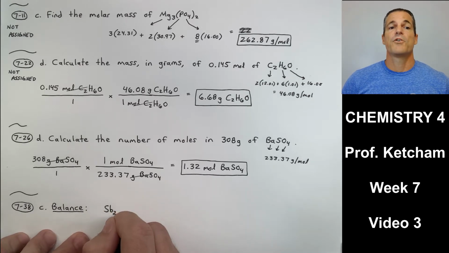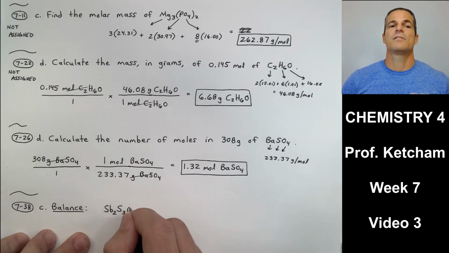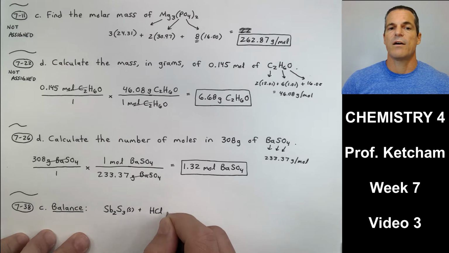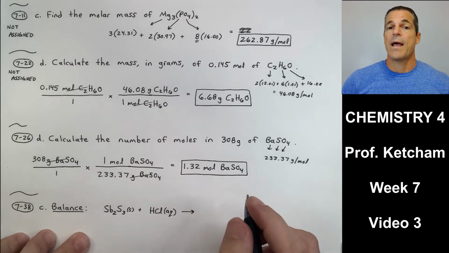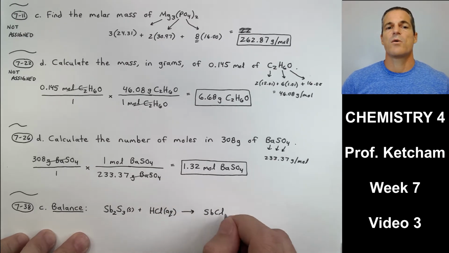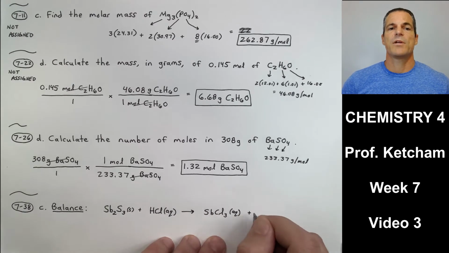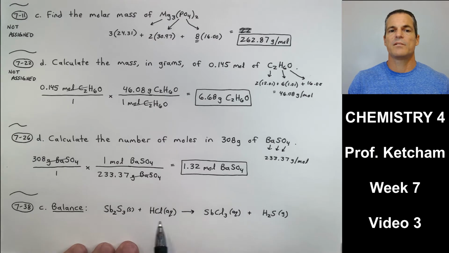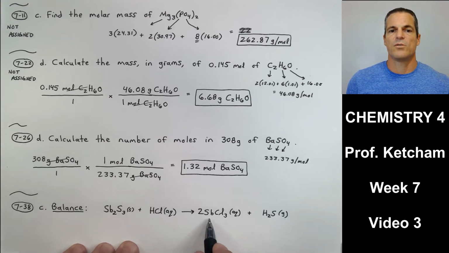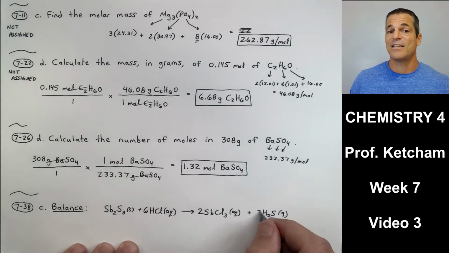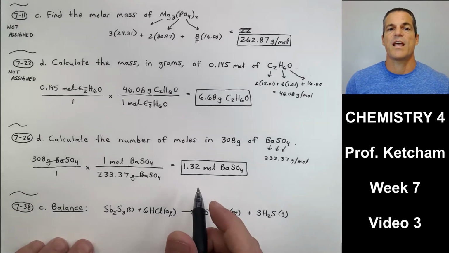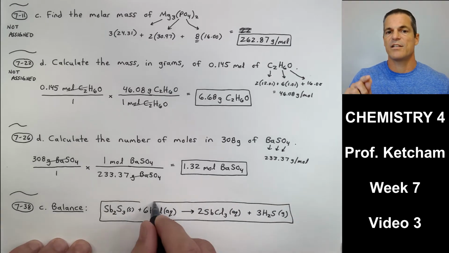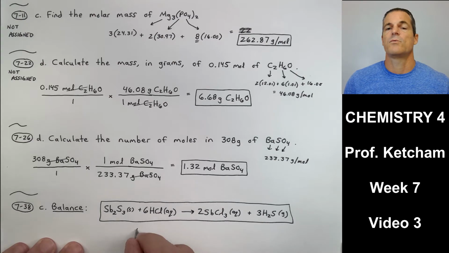Okay, so 38 is a little different. We're moving on now to how to balance equations. So this is an equation, Sb2S3 plus HCl. So let's see, I see two Sb's on the left, so let's put a coefficient 2 on the right. That gives me 6 Cl's. Let's put a 6 in front of HCl, and then the 6 H works out with the 3 H2S.